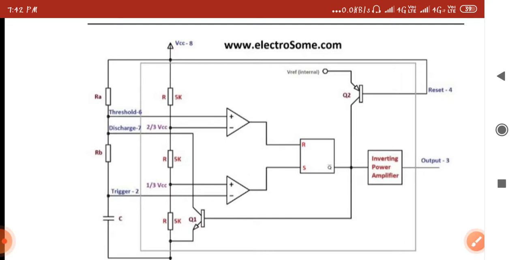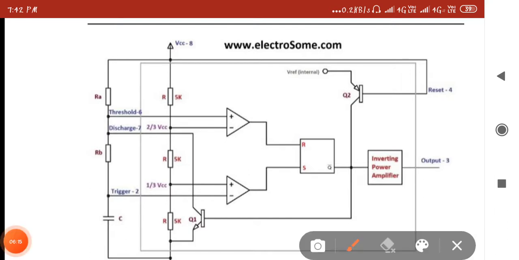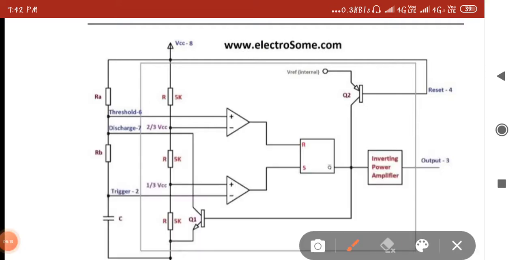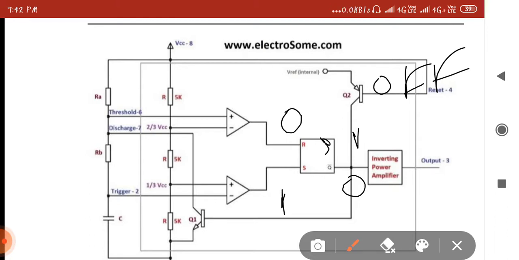Let us discuss what happens if the transistor is off. If the transistor is off, this Q bar is 0. If Q bar is 0, then Q equals 1. Q is 1, set is 1, reset is 0.